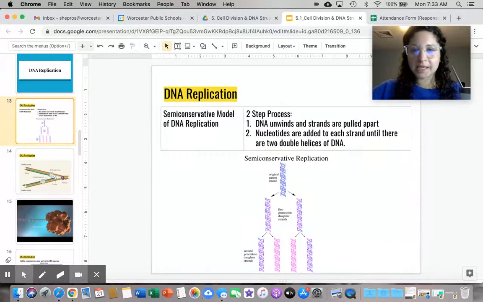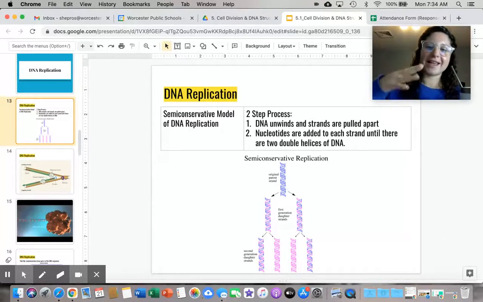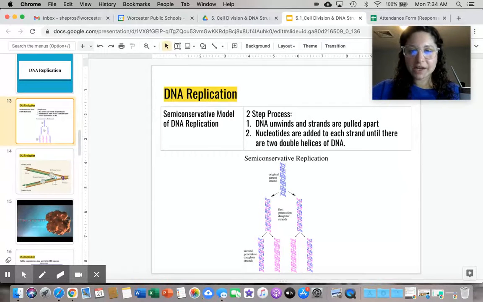So we say that DNA will replicate itself based off of the semi-conservative model of DNA replication. So let's break down this word semi-conservative. Conservative means that you try to keep things the same. So maybe we can talk about conserving energy or something of that nature. You're trying to limit or keep the same how much you're using. Semi means it's kind of conservative. It's kind of the same.